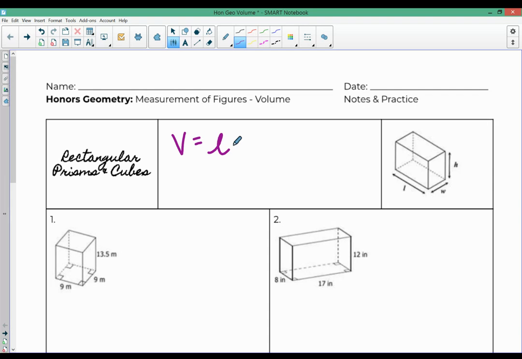So when we talk about rectangular prisms and cubes, the formula we'll use to find the volume is length times width times height. You see all of those spelled out there. For a cube specifically, it's going to be the side length cubed.